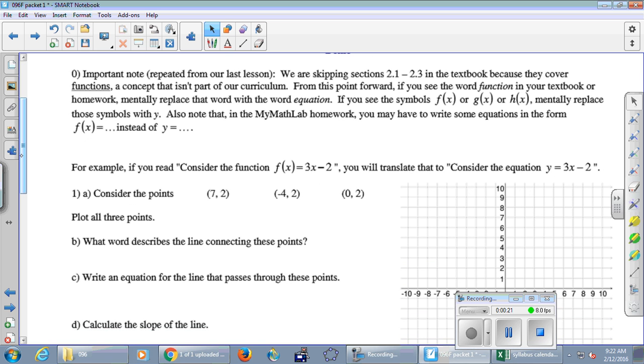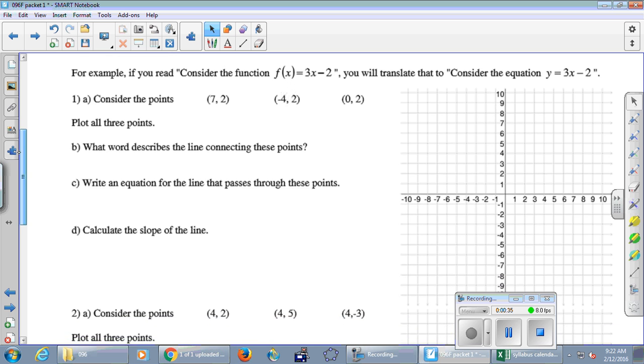This important note is the one that we just saw recently about replacing the word function with equation and replacing some funny looking symbols with a y. So when you see those in the My Math Lab homework, just come back to this little note here and make sure you're okay doing that translation in your head.